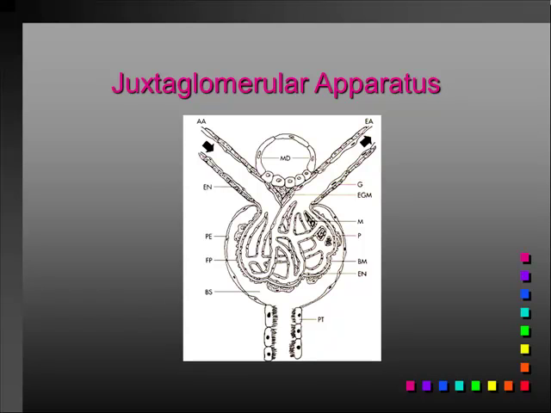So the filtration barrier: endothelial cells, basement membrane, podocytes. This is where a lot of the kidney diseases occur. So this is why you have to know the structure and the function of the renal corpuscle. Glomerulonephritis, diabetic nephropathy, hypertension begin to break down this filtration barrier, and bad things can happen.